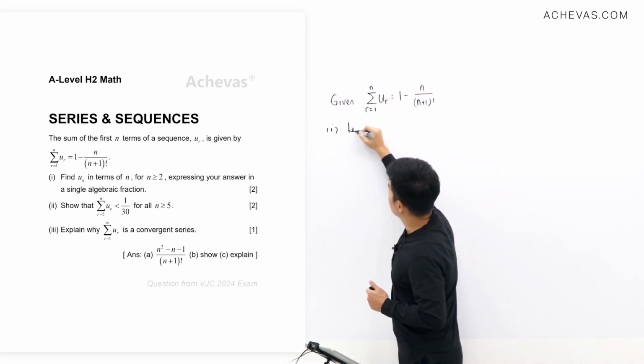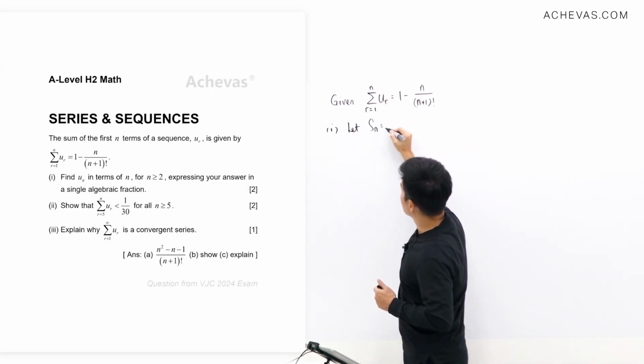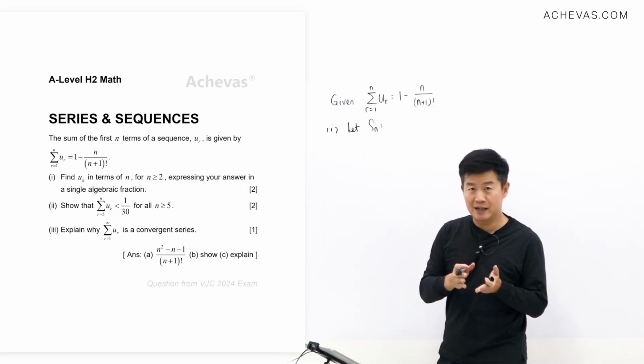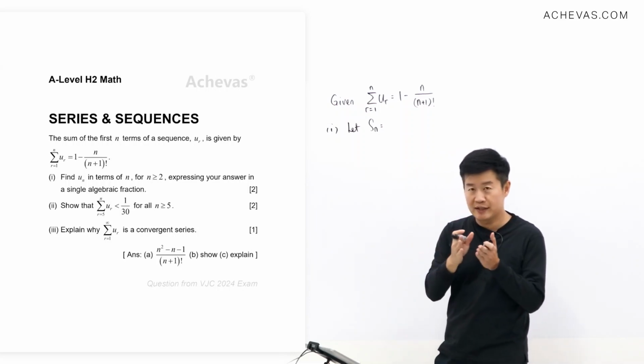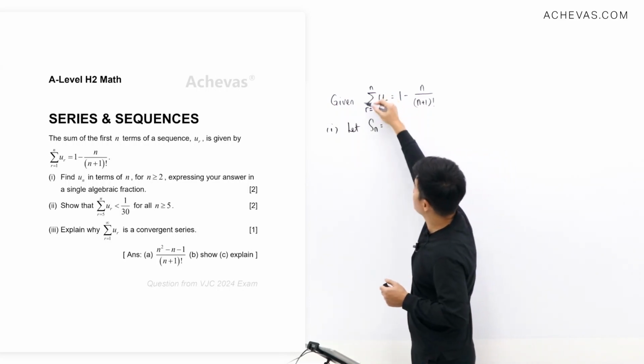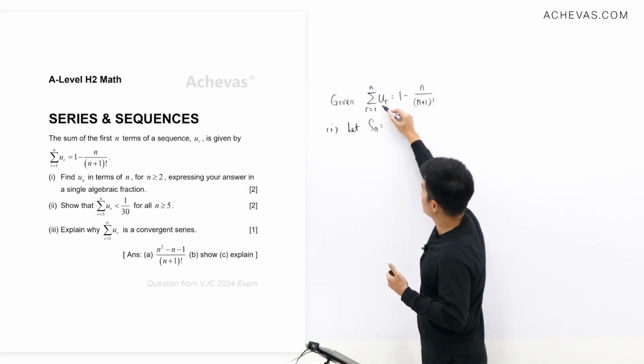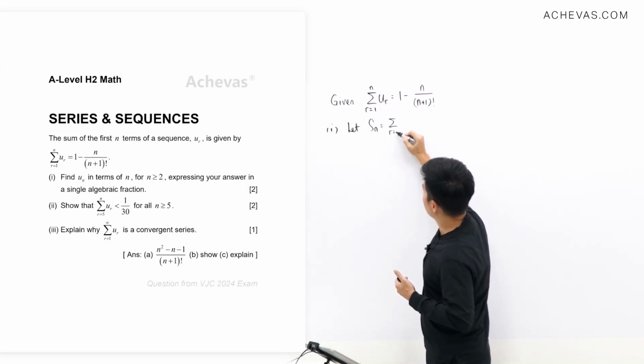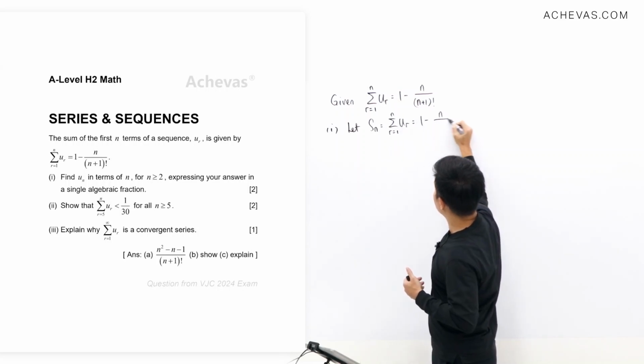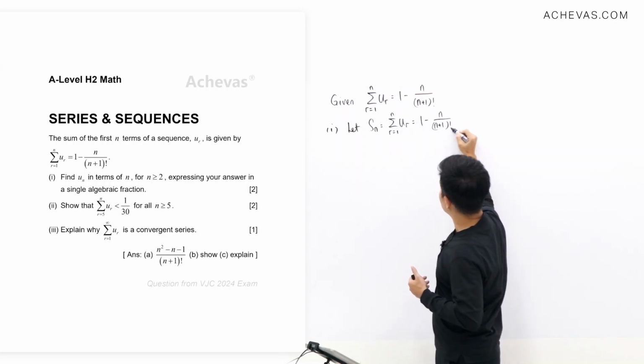And that notation will be Sn. So Sn is going to be the sum of the first n terms, right? So it will be U1 plus U2 plus U3 all the way until Un, which is actually equivalent to this. So I'm going to let Sn be equal to this, let me write it down. Sum from r equals 1 to n of Ur, which is also going to be 1 minus n over (n plus 1) factorial.